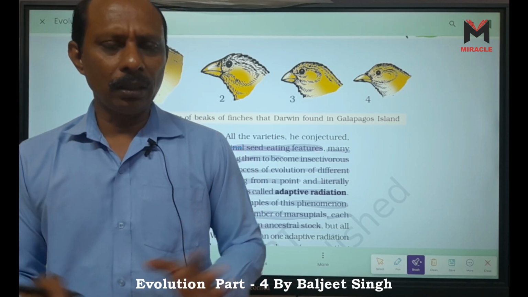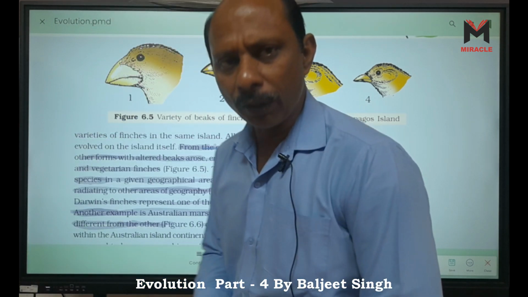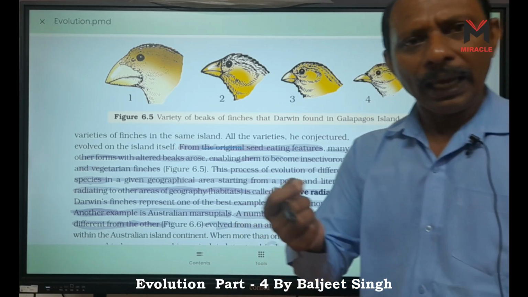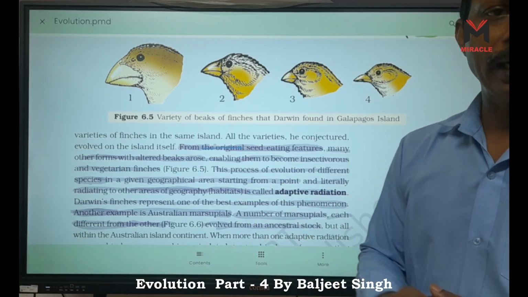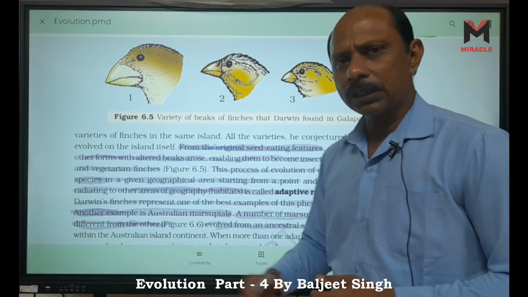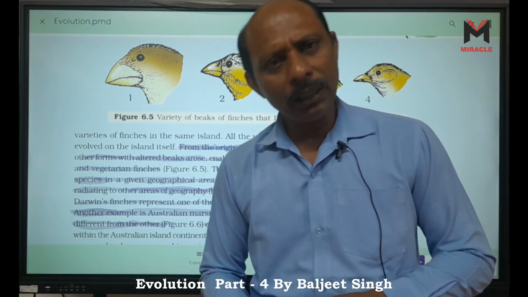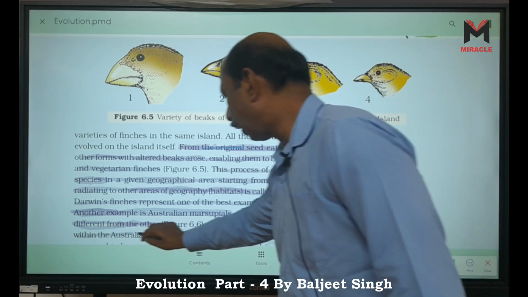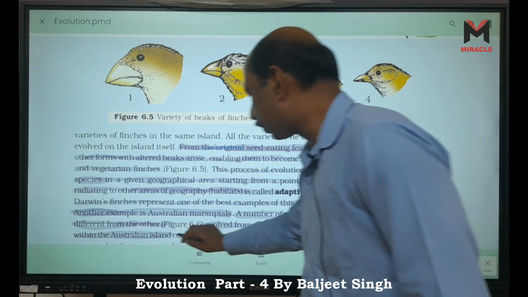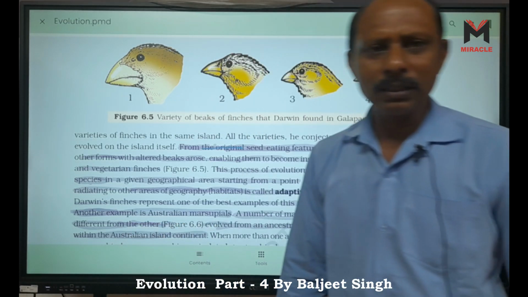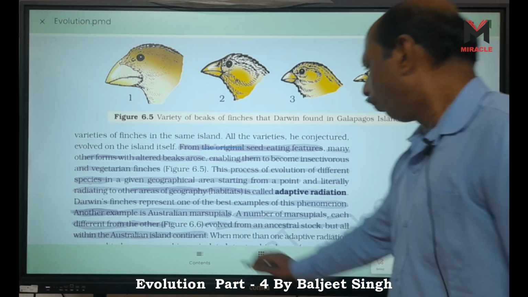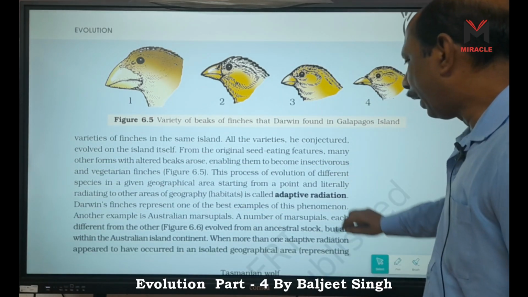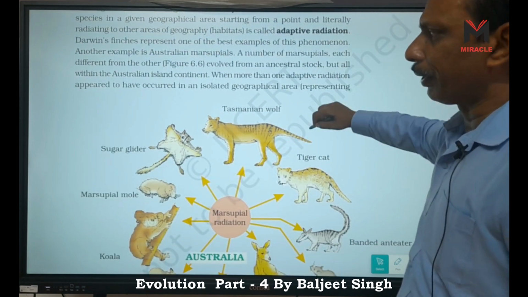According to adaptation, different types of marsupials evolved from a single ancestor in an isolated area. That is called adaptive radiation. Adaptive radiation is also called adaptive divergent radiation, right? But all within the Australia island continent, that is called an isolated area. When more than one adaptive radiation is present in a single isolated area.